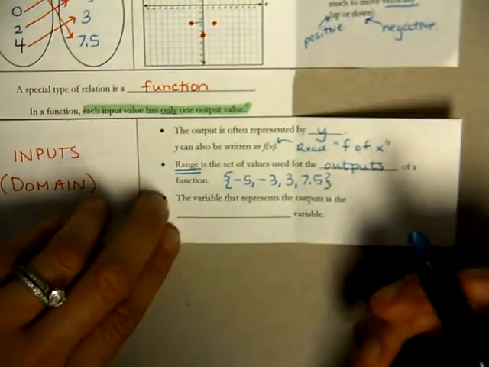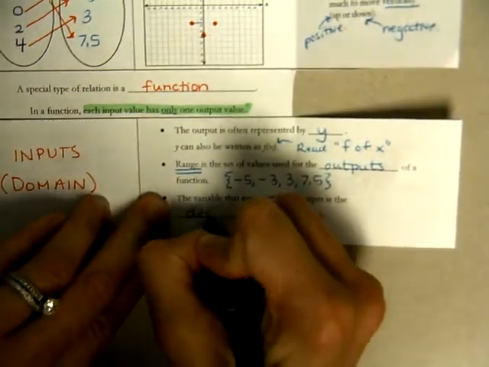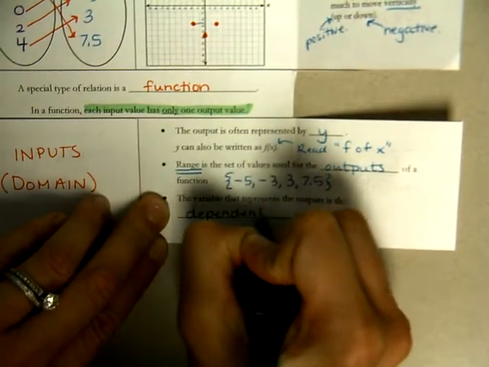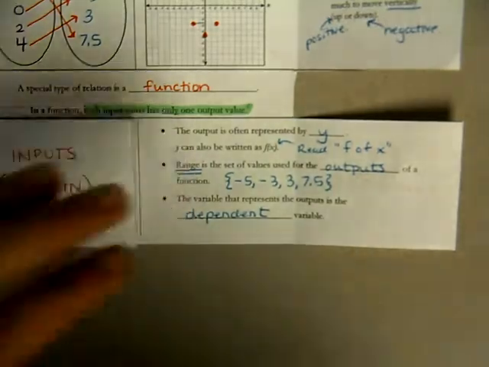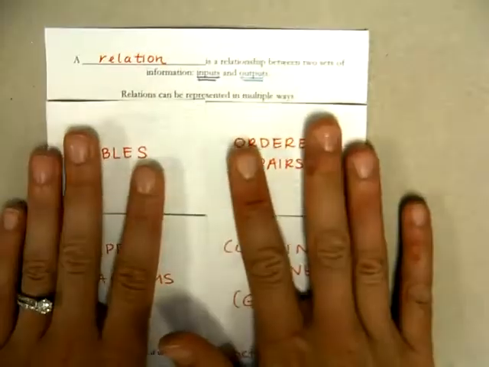The variable that represents the outputs is the dependent variable when we're talking about relationships. All right, so that is our introduction to relations and functions.